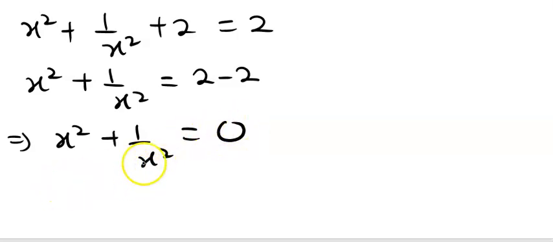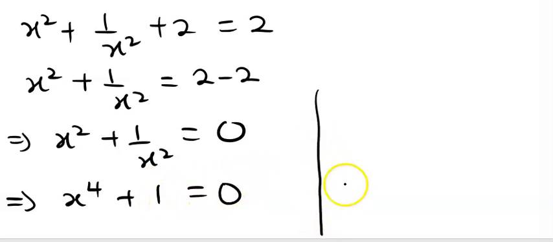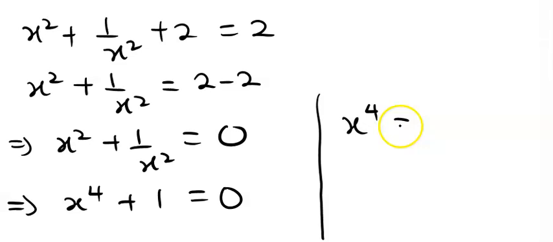Okay, so the LCM is x squared, so let's multiply through by x squared, which means that this time we have x to the power 4 plus 1 is equal to 0. So we are going to have x to the power 4 is equal to minus 1.